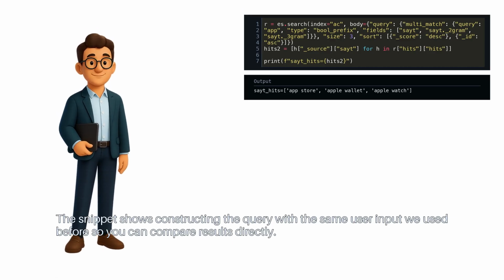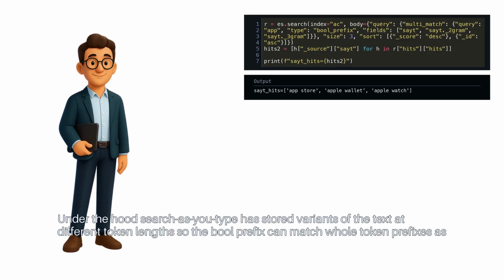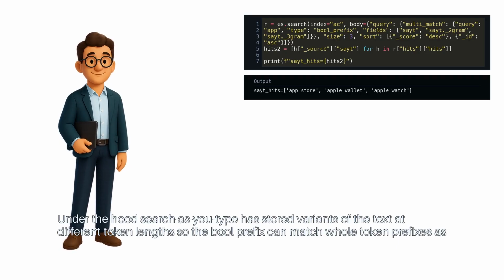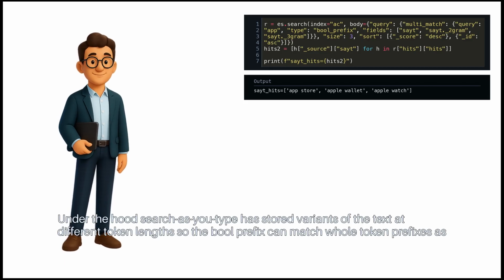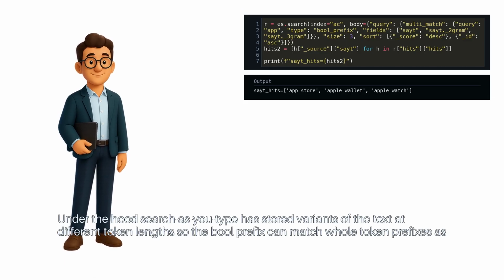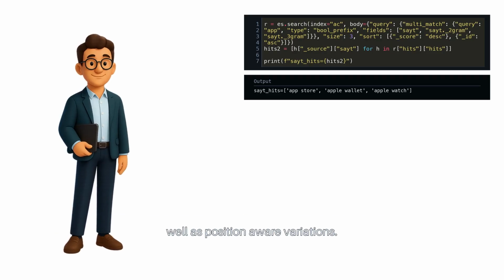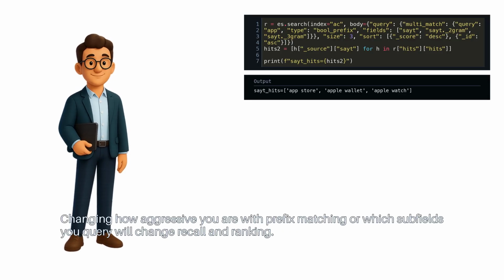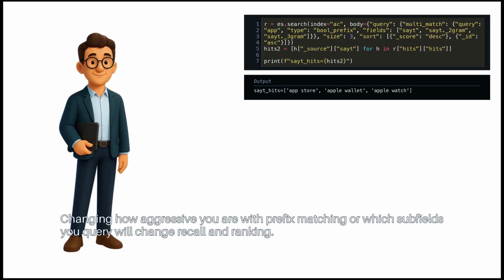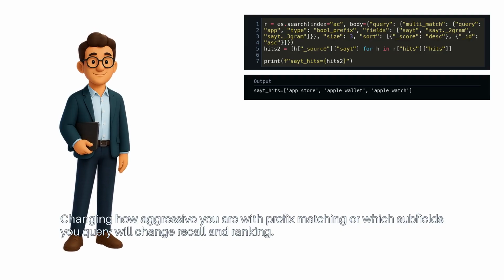Under the hood, Search As You Type has stored variants of the text at different token lengths. So the bool prefix can match whole token prefixes, as well as position-aware variations. Changing how aggressive you are with prefix matching, or which subfields you query, will change recall and ranking.